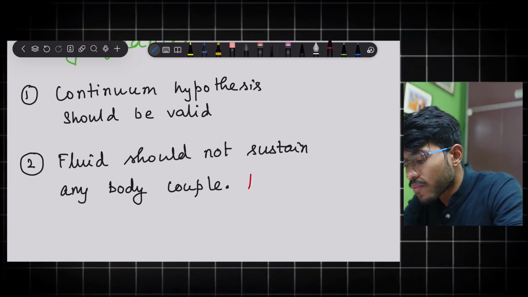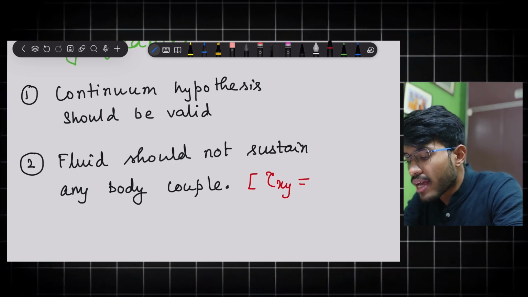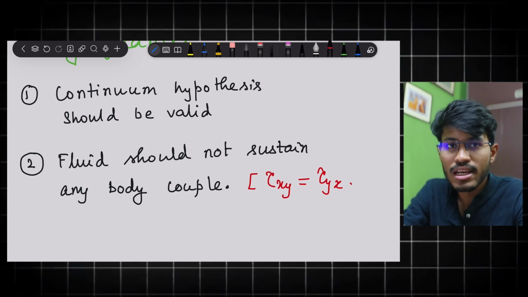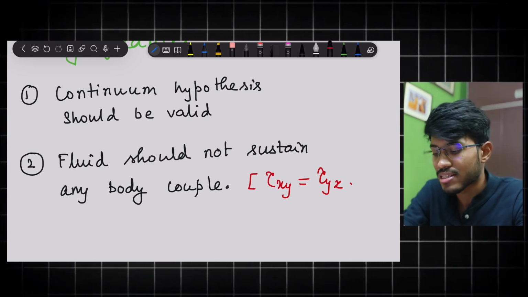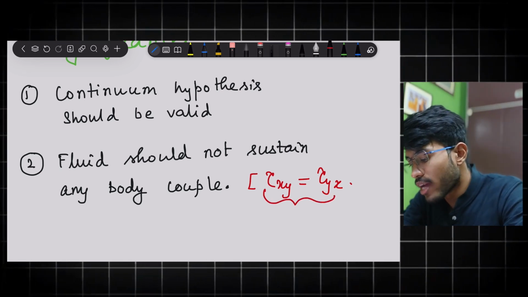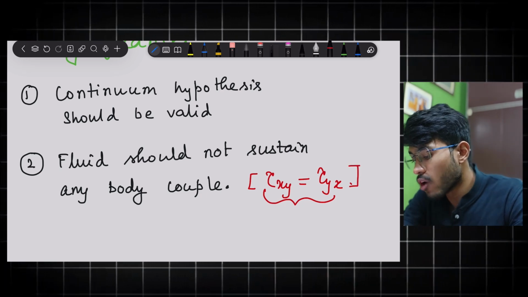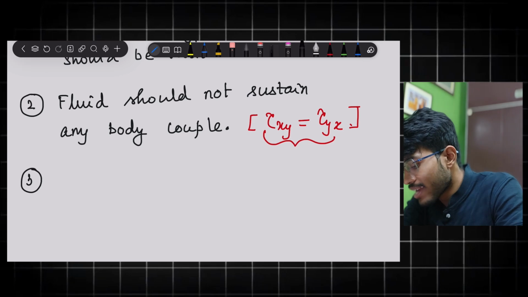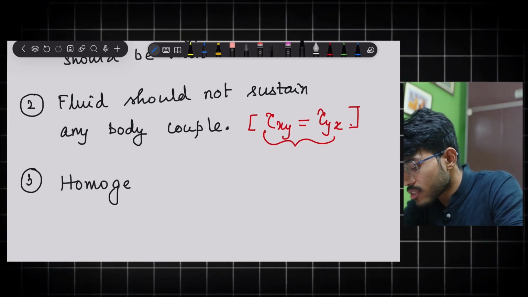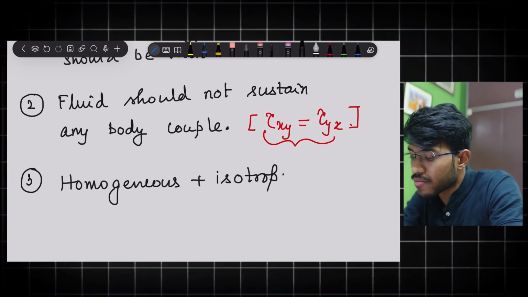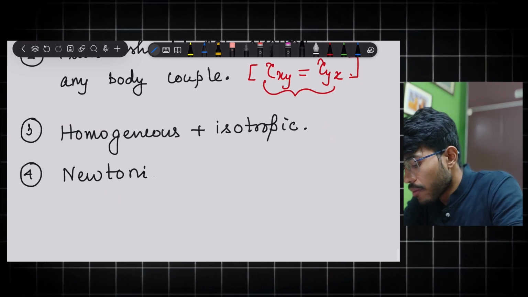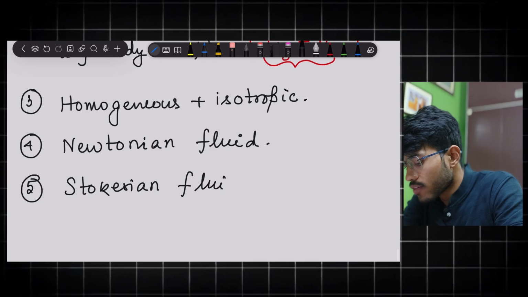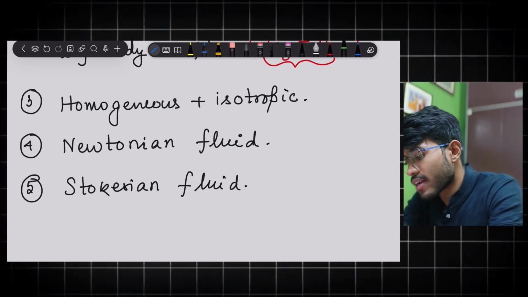Because there is a thing, that is tau xy equal to tau yx. Similarly, tau xz equal to tau zx. You have also studied this in solid mechanics. This will be ensured if the fluid element does not sustain any body couple. I will not go very deep into this. Next, the fluid should be homogeneous plus isotropic. Next, the fluid should be a Newtonian fluid. Lastly, the fluid should be a Stokesian fluid. Don't worry, I will tell the significances.